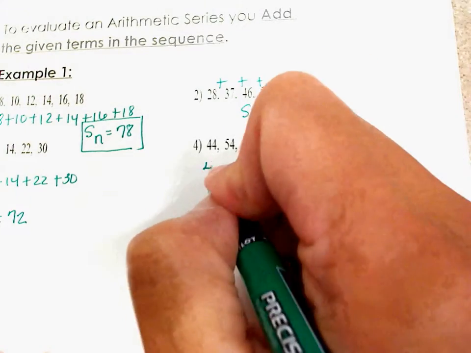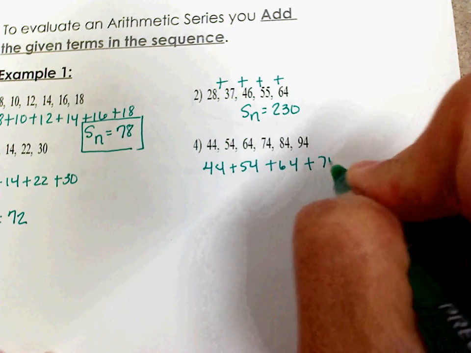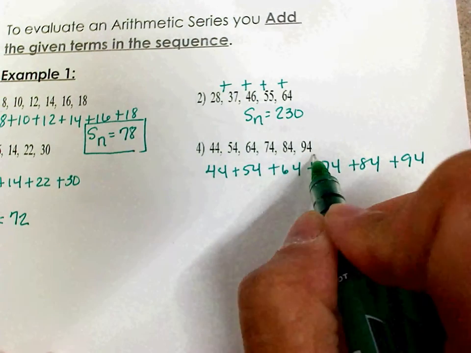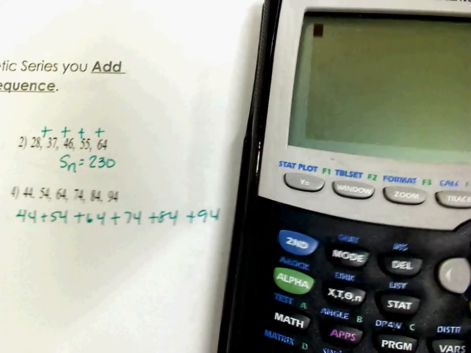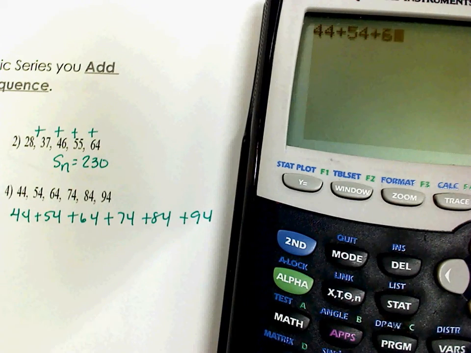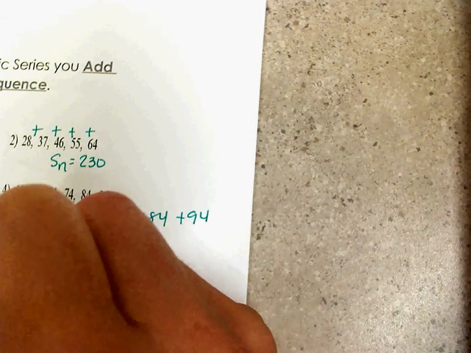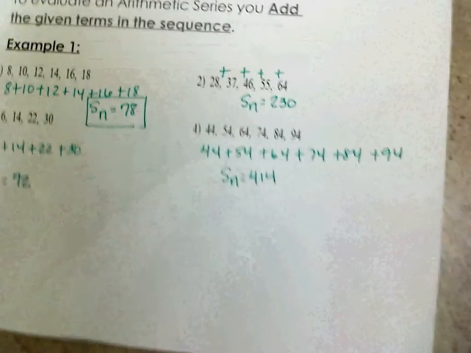44 plus 54 plus 64 plus 74 plus 84 plus 94. Notice there's no dot, dot, dot. And you just add that to your calculator. I'm increasing by 10. So that summation is 414. And that's one way you can add an arithmetic series. Okay, just like so.